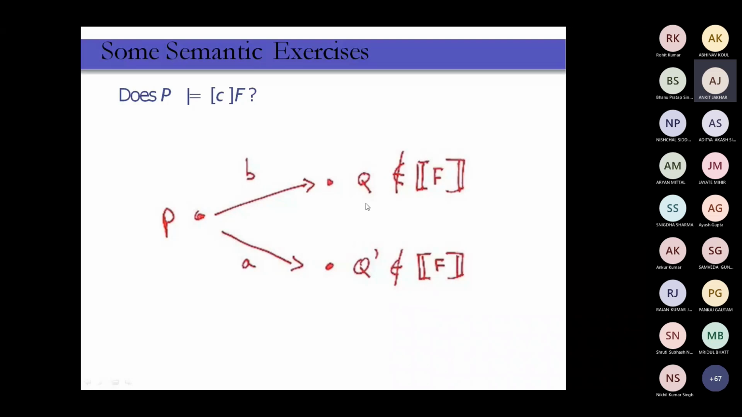So if you are writing here, Q does not belong to the semantic value of F. That means this Q, and here Q dash also does not belong to the semantic value of F. That means it doesn't satisfy F. Here F is not satisfied. Then B dot F will not be satisfied in the P formula. But CF could be satisfied because there is no C action by which I am going into the Q. Okay.